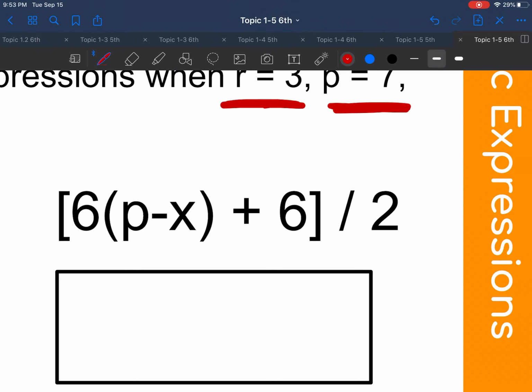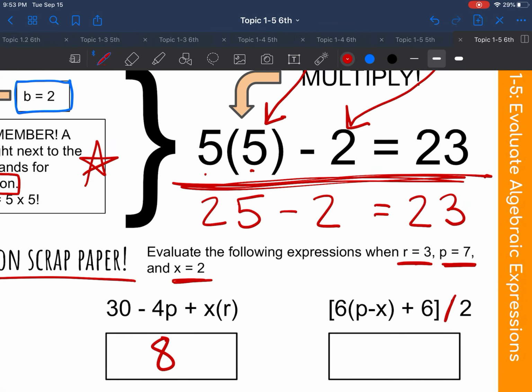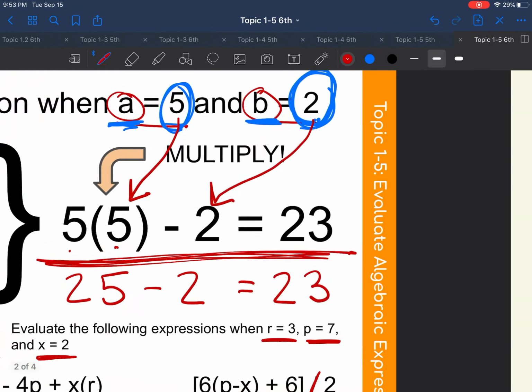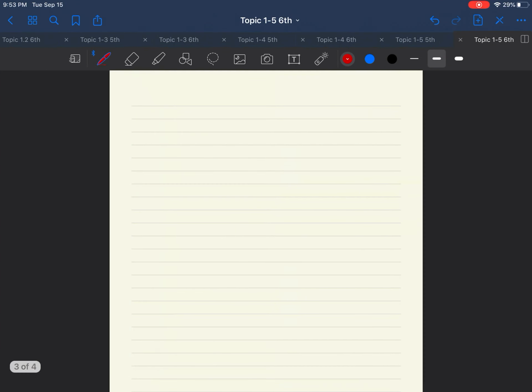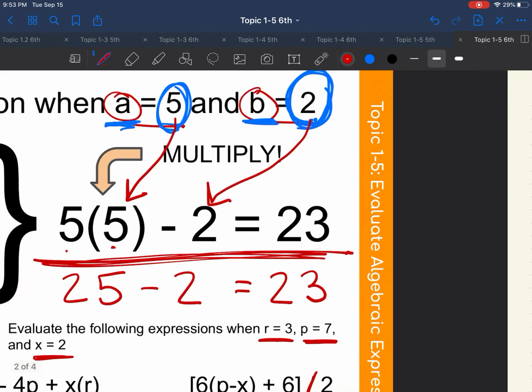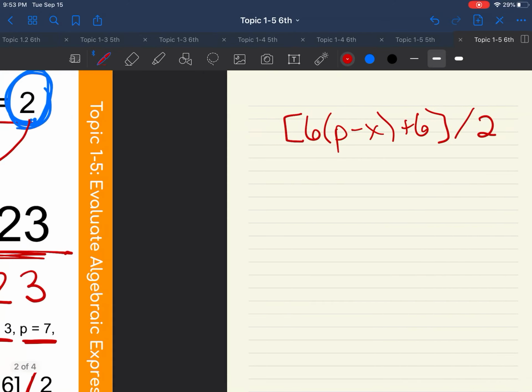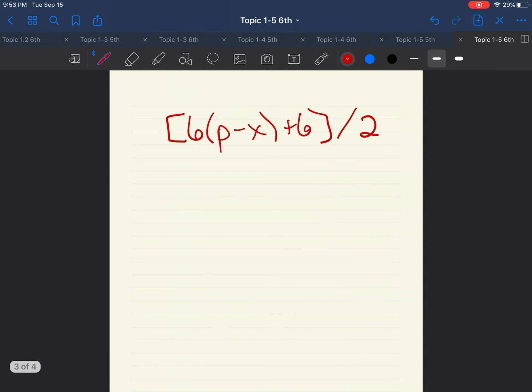And then this last problem, it looks tricky, but again, write it out, try your best. This sign right here, you can't type division on Google Slides, so that slash basically just means division. So it's, let's see, add another piece of paper. Okay, it is brackets, 6 parentheses, p minus x plus 6 brackets divided by 2.